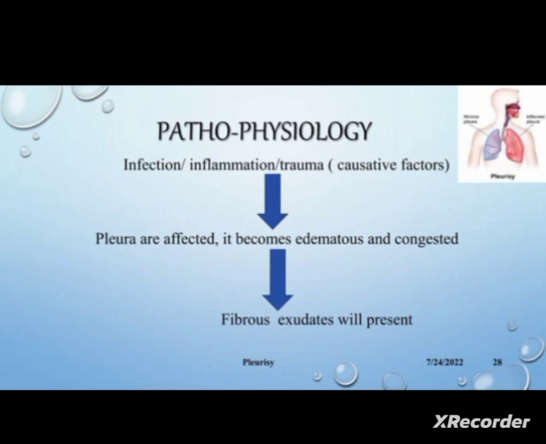The pathophysiology is very simple. Due to etiological factors, there will be an inflammatory response. Due to this inflammatory response, the pleura become edematous and congested. So they rub together and cause a knife-like pain, as if the patient is being pierced with a knife. So that is the pathophysiology of pleurisy. Due to the inflammatory response, exudative pleurisy or dry pleurisy will also occur.